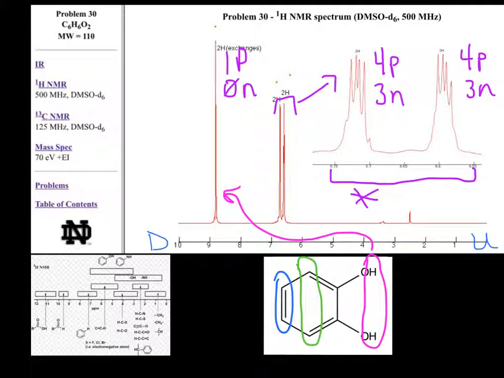Next, let's look at the hydrogens circled in blue. They're going to experience the least de-shielding because they're furthest away from the oxygens. So they are going to correspond to the signal most upfield. And lastly, the hydrogens circled in green are going to feel de-shielding somewhere in the middle. So they are going to correspond to the signal in the middle.